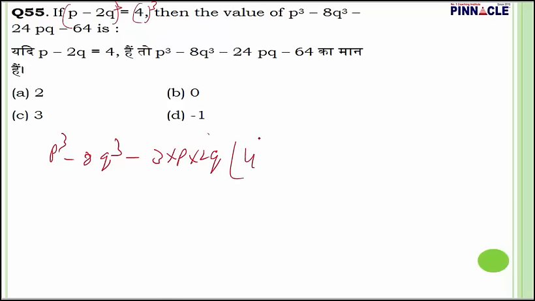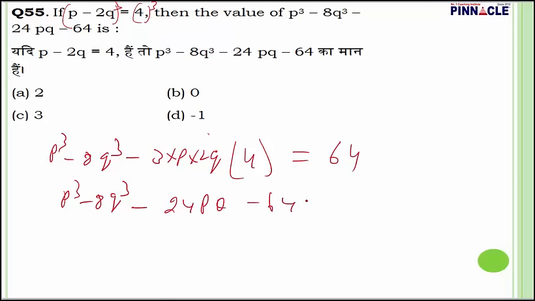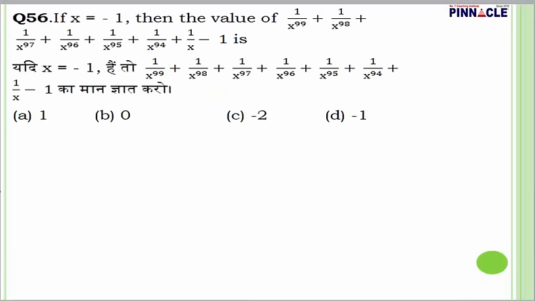In place of p minus 2q you can also write 4, so it is 4 into 4 into 4, that is 64. So that should be p3 minus 8q3 minus 3 into 2, 6, into 4, 24pq, and minus 64, is equal to 0. So p3 minus 8q3 minus 24pq minus 64 is equal to 0. So answer would be B. Question number 56.